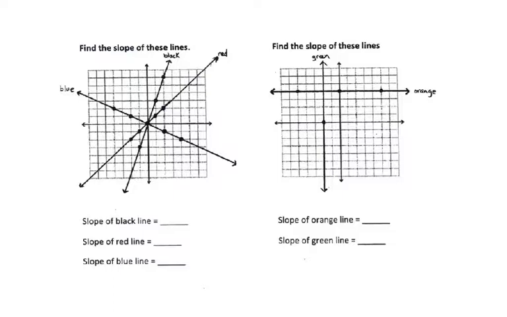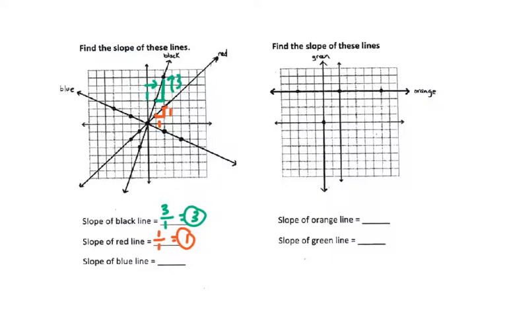Let's start with the black line. We've got a slope triangle here. That is right 1 and up 3. The vertical is the rise, right? So that is 3 over 1. And that reduces down to 3. On the red line, let's pick these 2 points maybe. Right 1, up 1. The rise was 1. The run was 1. 1 over 1 reduces to 1.